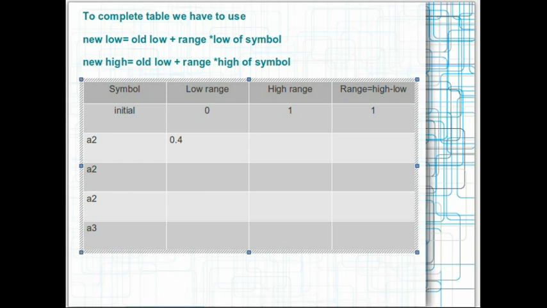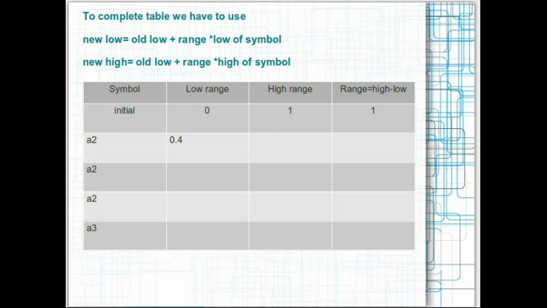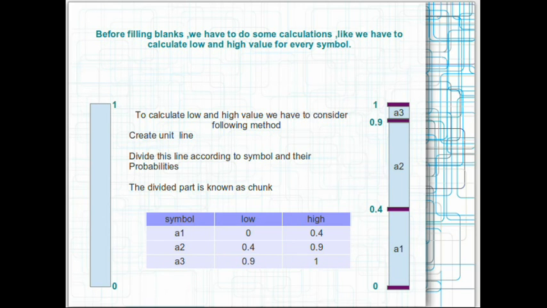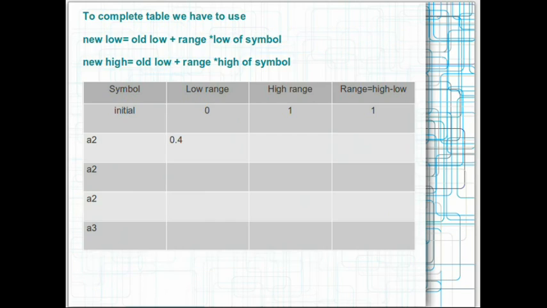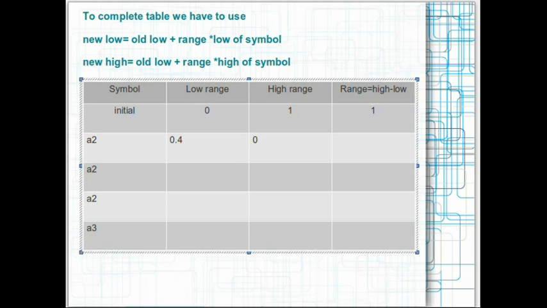Okay, now similarly we have to calculate the high range. Again use the same formula, old low plus range into high of symbol. For A2, the high is 0.9, therefore old low 0 plus range 1 into 0.9, which is equal to 0.9. Now we calculate the difference, which is equal to 0.5. That's all. So we completed the encoding for the first A2, but we do not transmit anything here.